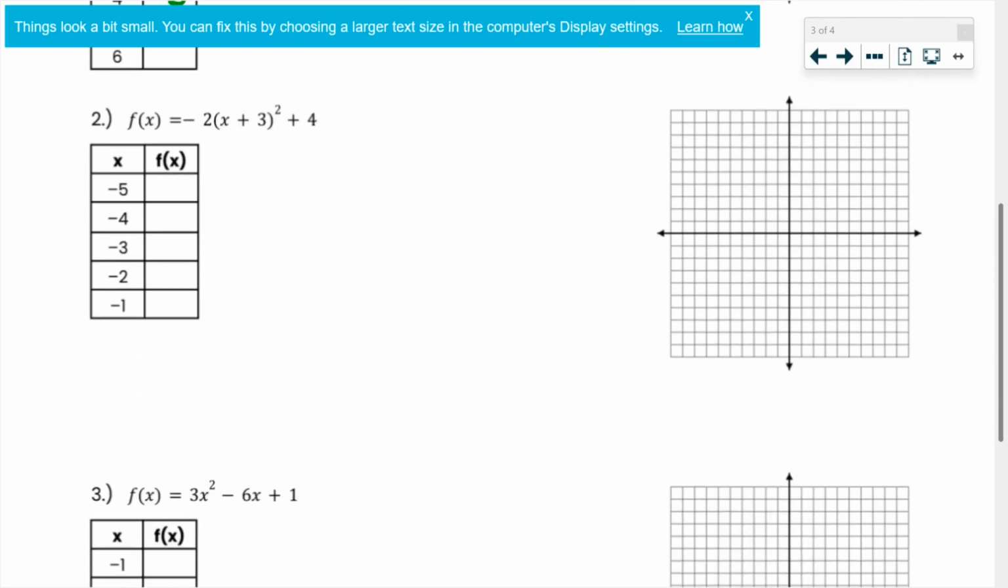The nice thing is, if the equation is given to us in vertex form, figuring out where to start is much easier. Question 2, that's in vertex form. Where's the vertex? -3, 4.